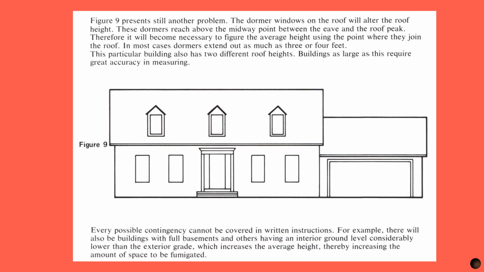Every possible contingency cannot be covered in written instructions. For example, there will also be buildings with full basements and others having an interior ground level considerably lower than the exterior grade, which increases the average height, thereby increasing the amount of space to be fumigated.